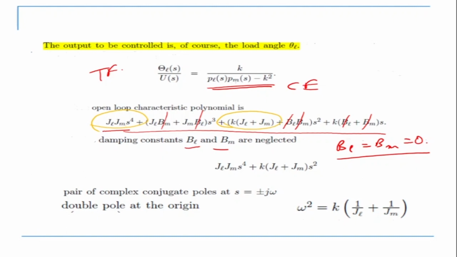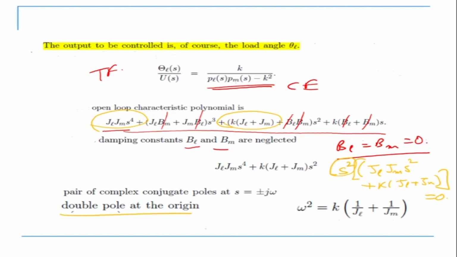Okay, JL JM S squared plus K into, so this means that this is an S squared. So I can take S squared common. What I'll be left with is JL JM S raised to 2 plus KM into JL plus JM. Okay, this is what we are left with. Now if I equate this to 0, it basically means that you have a double pole at the origin. S squared equal to 0 means you have two roots at 0. So we have a double pole at origin and we have a pair of complex conjugates.